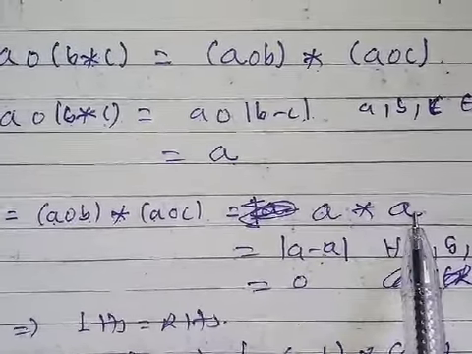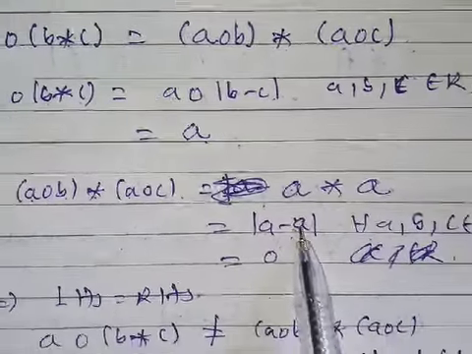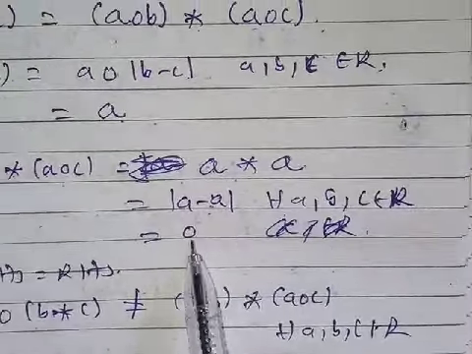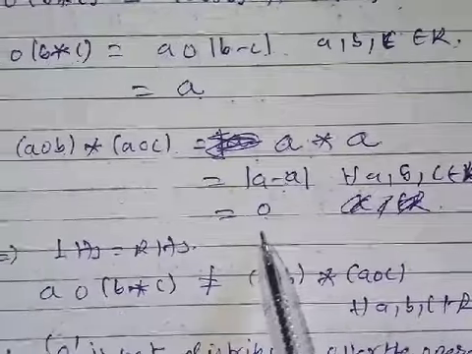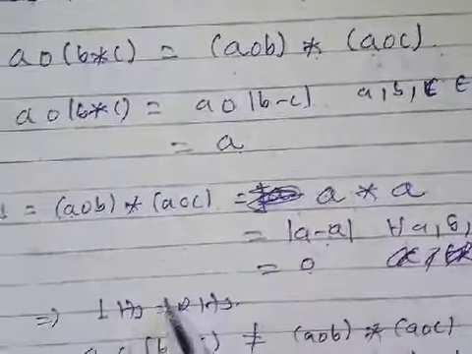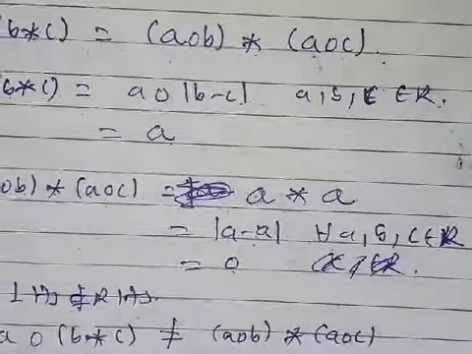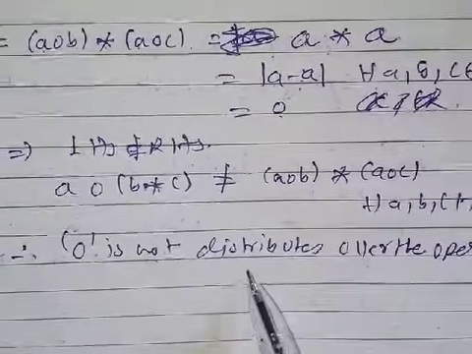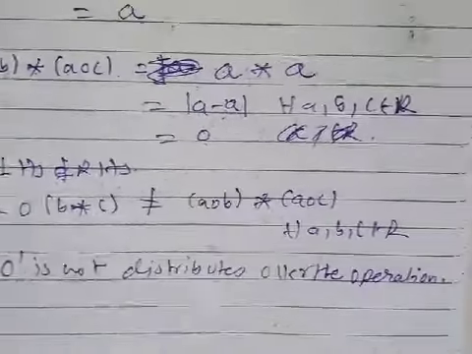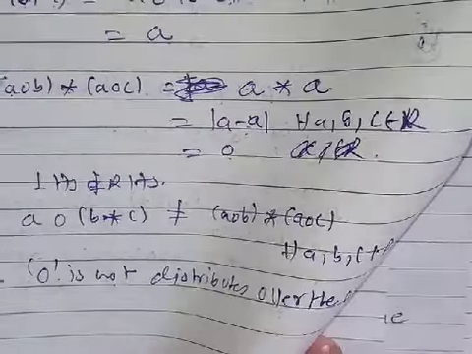Star means what? Mod. So mod A minus A. What is A minus A? It is equal to 0. Is it? So we can see that LHS is not equal to RHS. So O is not distributive over the operation star. Isn't it?